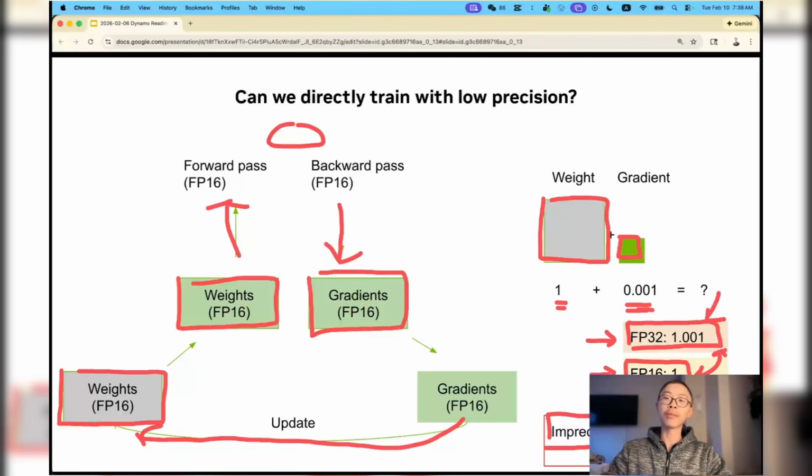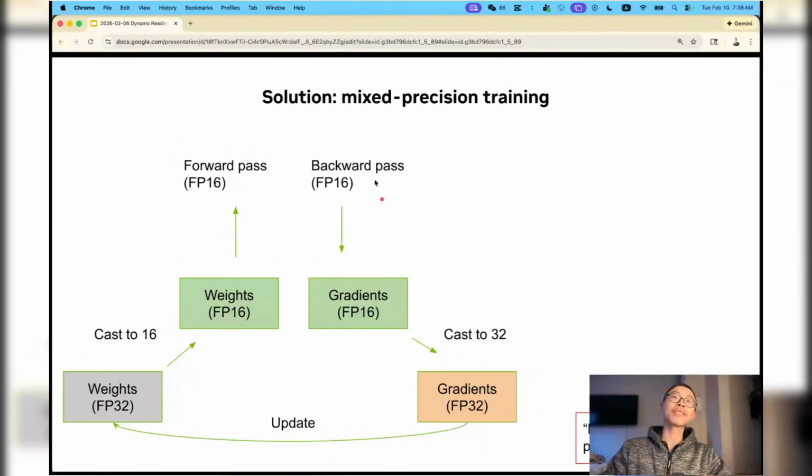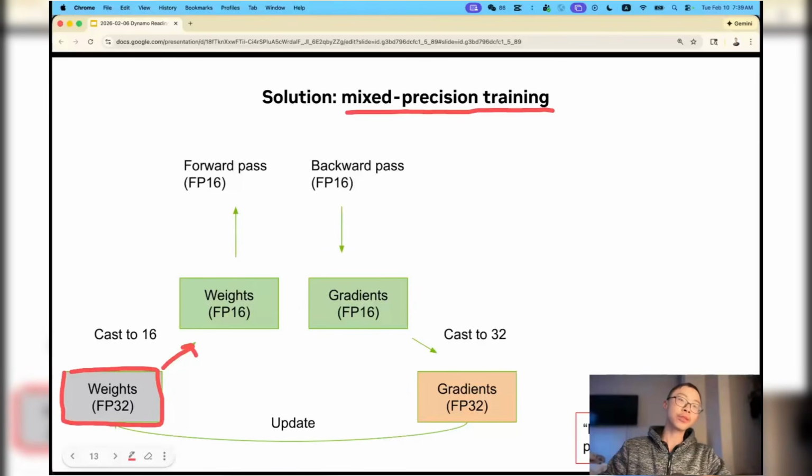How to solve the problem of low precision training then? It's not the end of the world. Here enters the solution: mixed precision training. The idea is we keep the master weights in full precision. We keep a copy of these FP32 weights. In the actual computation, we cast them to FP16 and perform the forward pass, which is computationally expensive. Also, the backward pass is done in the low precision of 16 bits, with gradients in 16 bits.